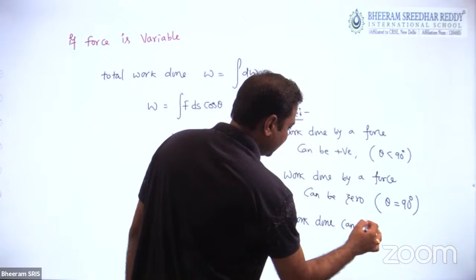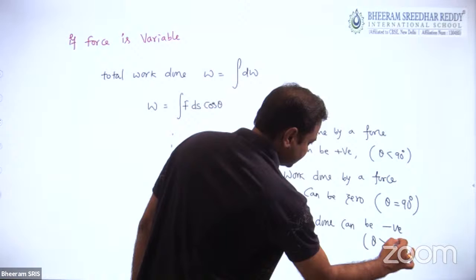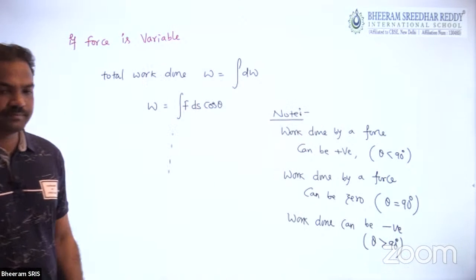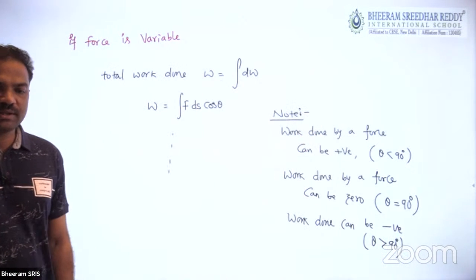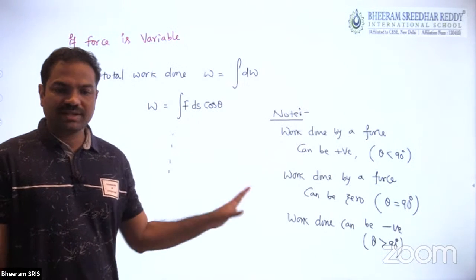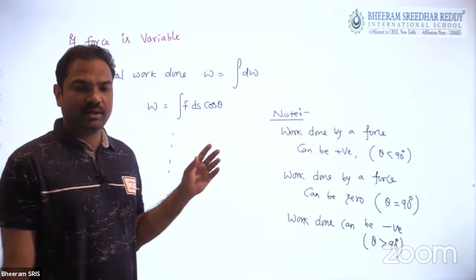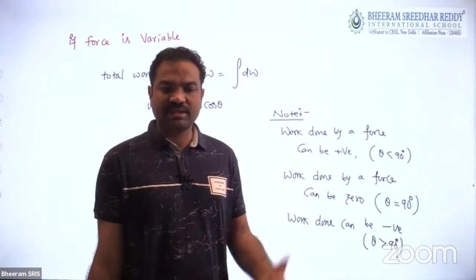Work done by a force can be negative. When negative? When theta is more than 90. If theta is more than 90, work done can be negative. Okay, so all the three are possible, and work done is a scalar quantity. And what are the units? SI unit is joule, and MKS unit or CGS unit is ergs.